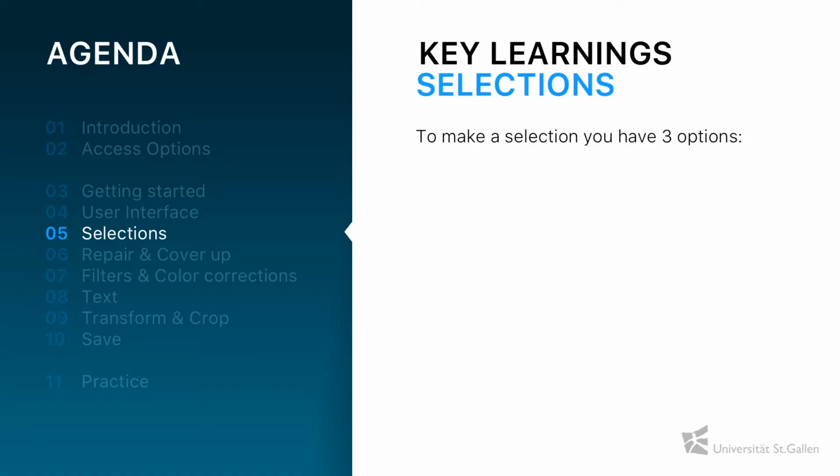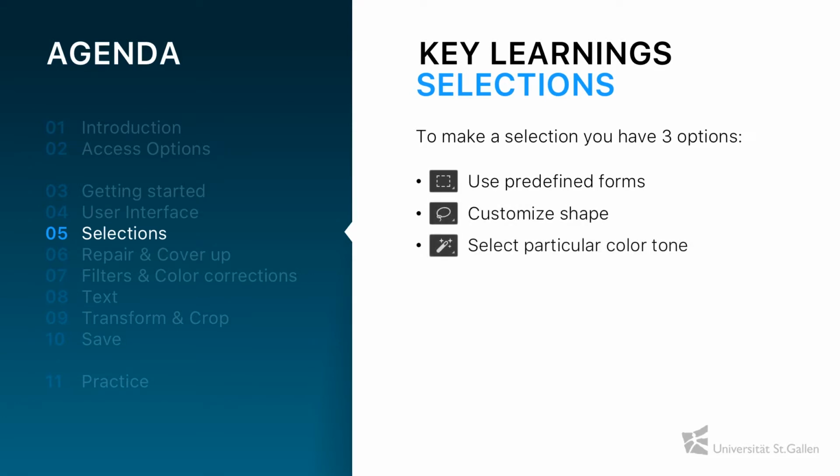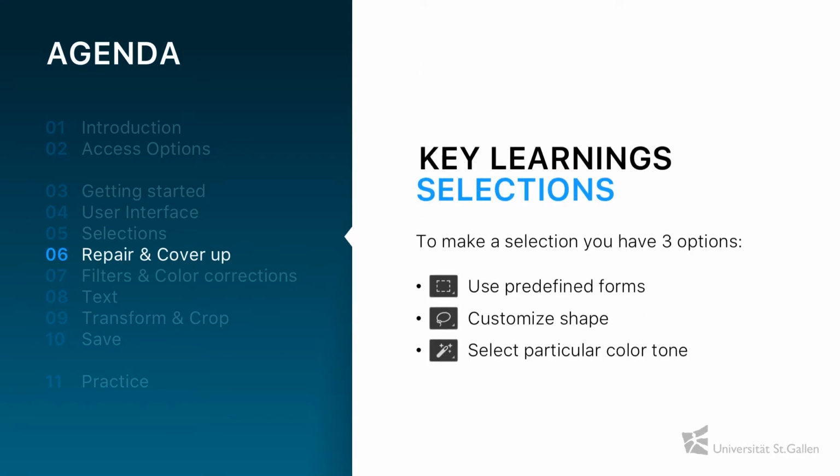Here are key learnings summarized. To make a selection, you have 3 options: predefine forms with the marquee tool, customize your own shape using the lasso, or make a selection for one particular color tone using the magic wand.